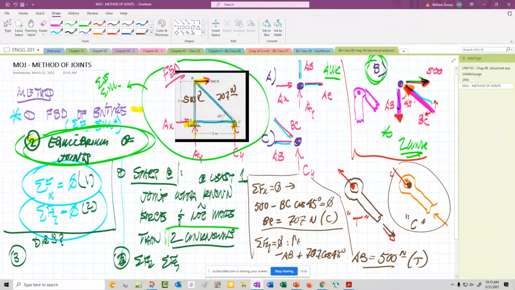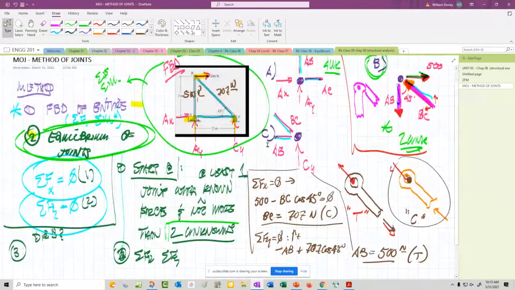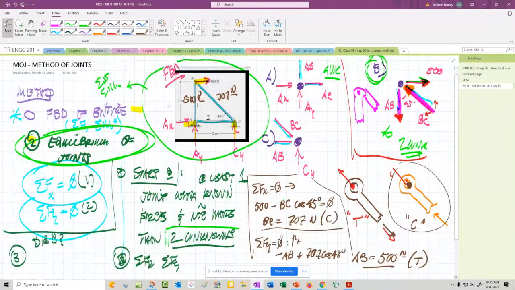And from there, I could go down to look at C and solve for the rest of that. But since I'm running out of space, I won't bother going down to finish off C. That gives me my two of the three.